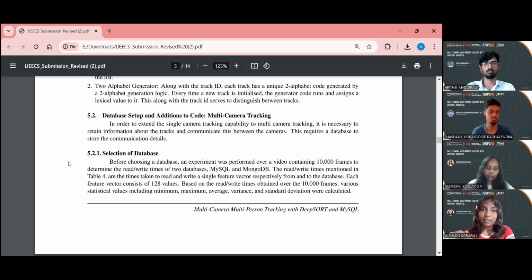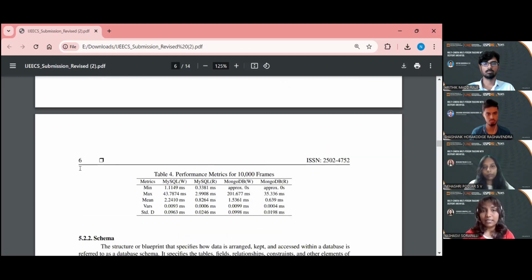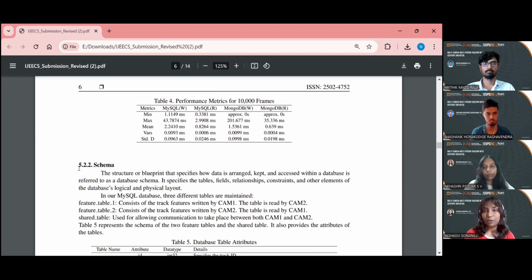And after that, we've also included a database. Now, this is essential for multi-camera tracking to share data between the two cameras. Now, we've chosen a MySQL database. As you can see, the read and write performance metrics as compared to the MongoDB database were much better, and it also was more suitable for the existing system.